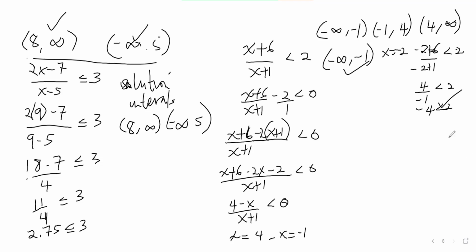Then we have the next one, this one. The interval -1, 4. We can pick 0. Our x can be equal to 0. 0 is in that interval. If we substitute here, we will get 0 plus 6 over 0 plus 1. Is it less than 2? That gives us 6. Is 6 less than 2? No. So this interval is not there.